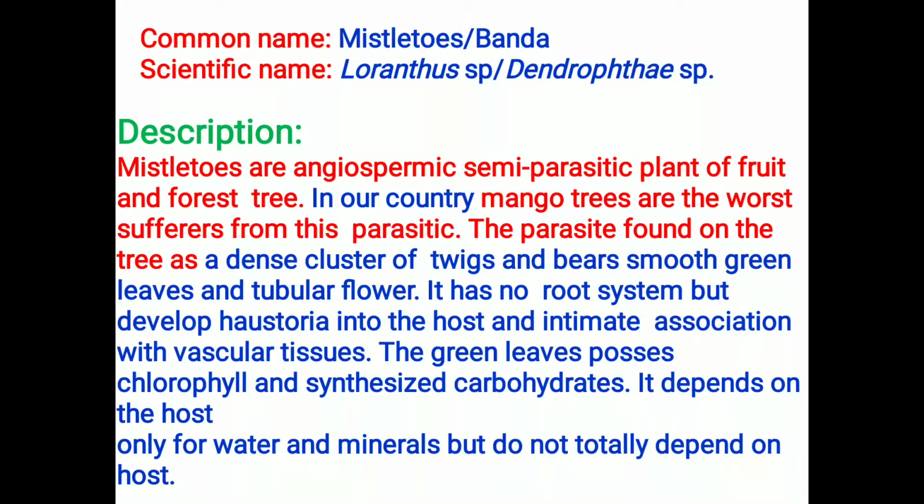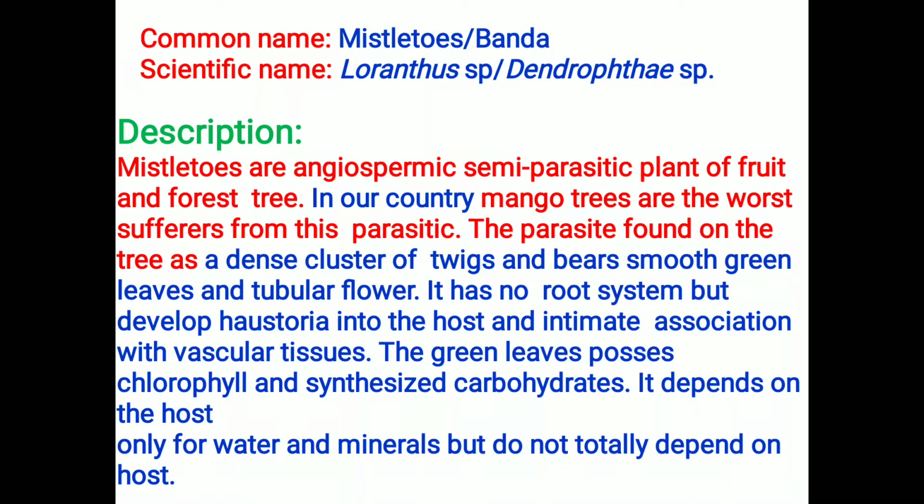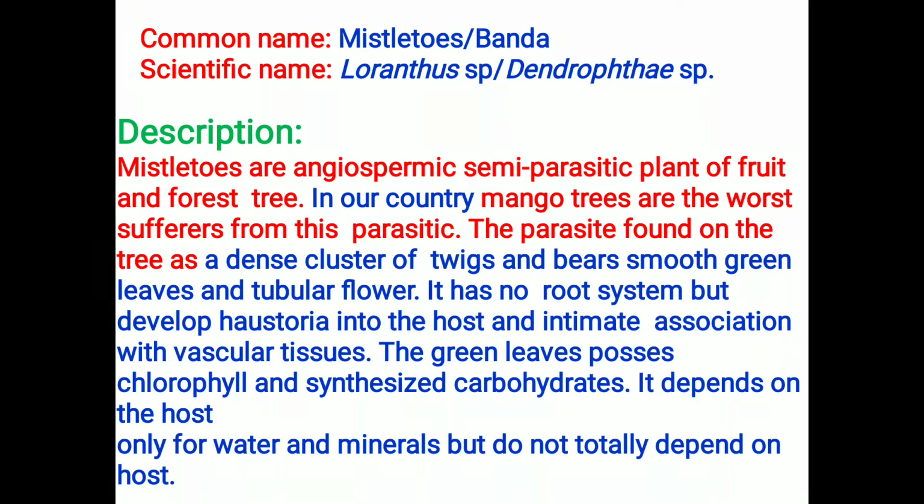Hello everyone, welcome to the second part of the topic, that is classification of phanerogamic plant parasites. In the first part we discussed the total stem parasite, that is dodder. In that we discussed the partial stem parasite, that is called Loranthus, which is partially dependent on other plants for food material and water.